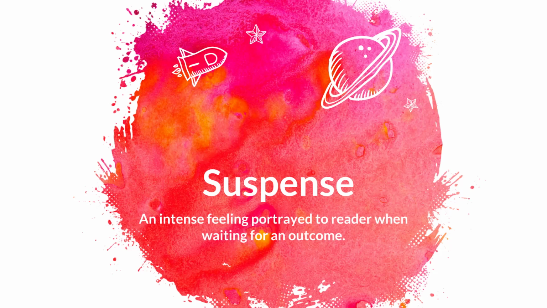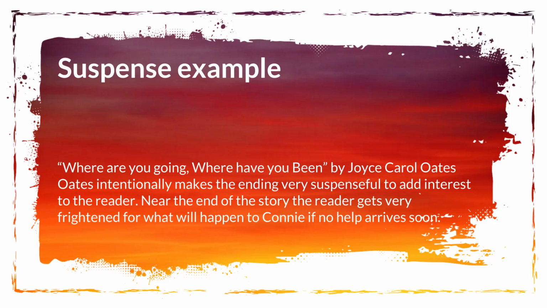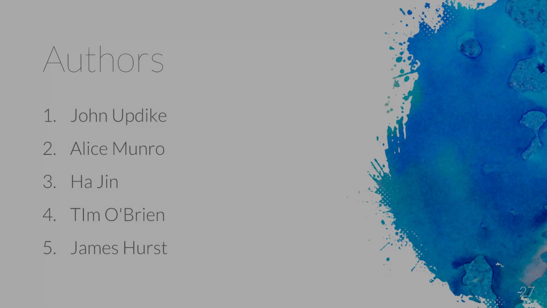Suspense is an intense feeling portrayed to the reader when waiting for an outcome. I chose Where Are You Going, Where Have You Been by Joyce Carol Oates. Oates intentionally makes the ending very suspenseful to add interest for the reader. Near the end of the story, the reader gets very frightened for what will happen to Connie because of that strange man who's pretending to be younger and is basically forcing her to come with him.